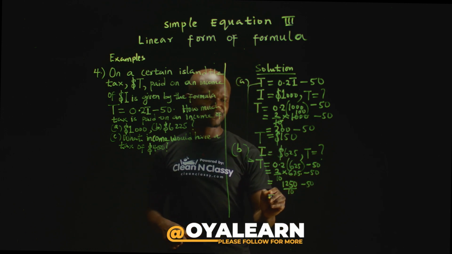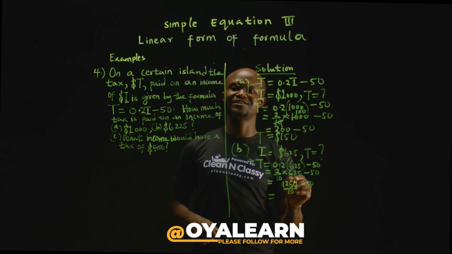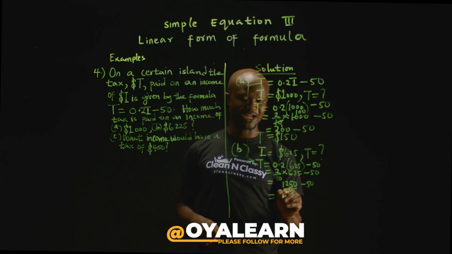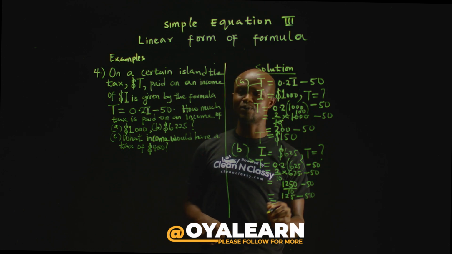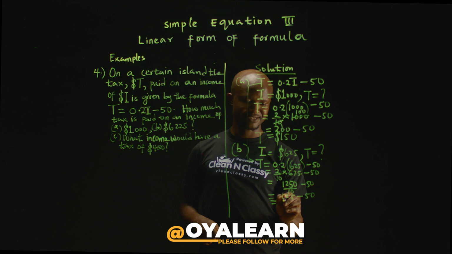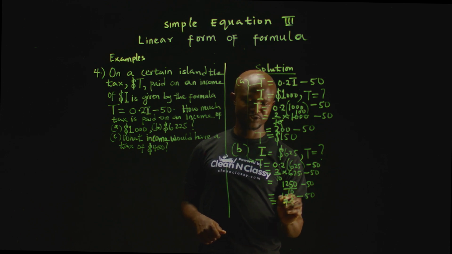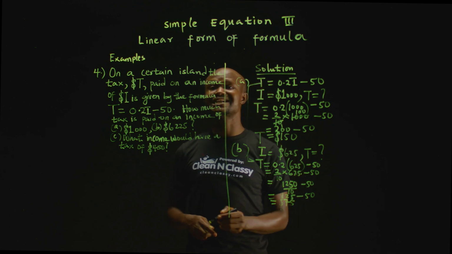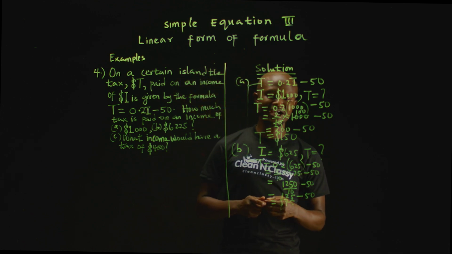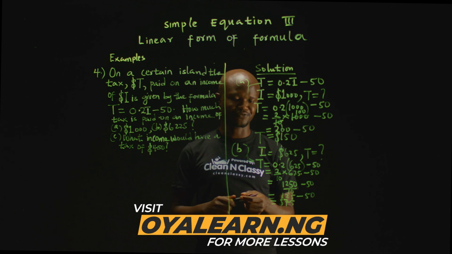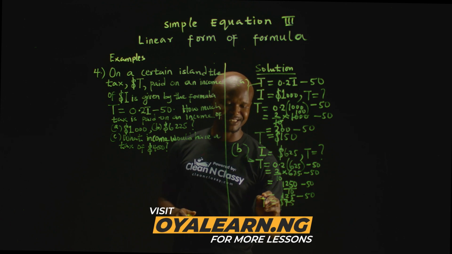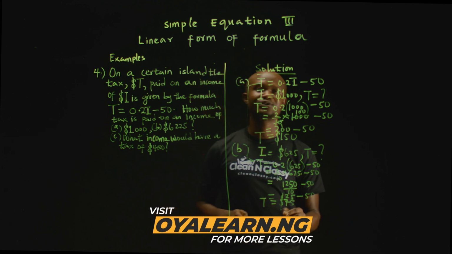So what do we have? 1,250 divided by 10, that is 125. Then minus 50. 125 minus 50, what are we having? That is $75. So it means that when the income is 625, then the tax is $75.